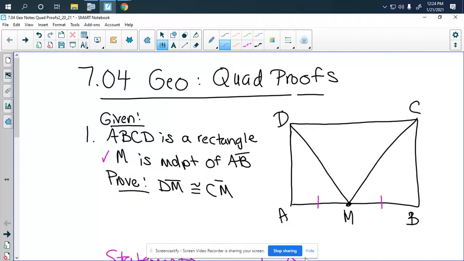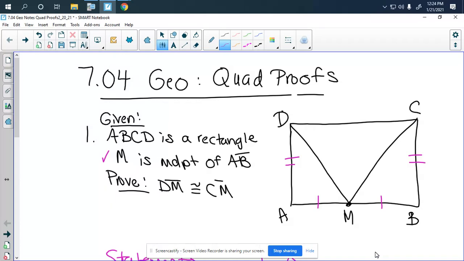So what do I know about a rectangle? Well, I know opposite sides are congruent, so I know that these two sides will be congruent to each other. Before I continue, I could say opposite sides are parallel, opposite angles are congruent. Those are all true about any parallelogram. I know it has 4 right angles in a rectangle. The diagonals are congruent to each other.